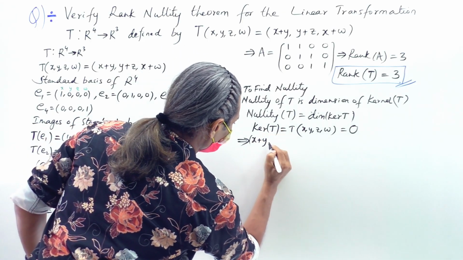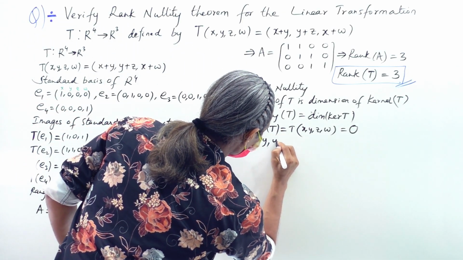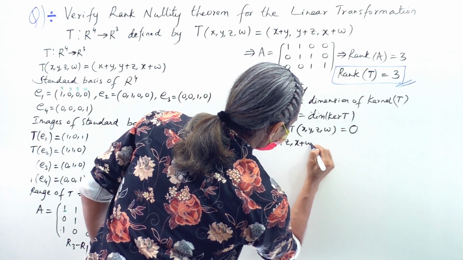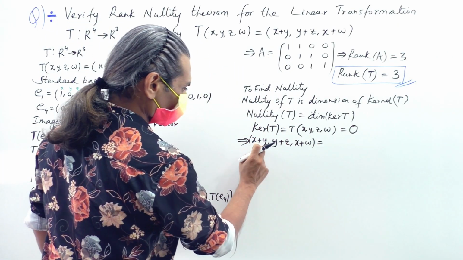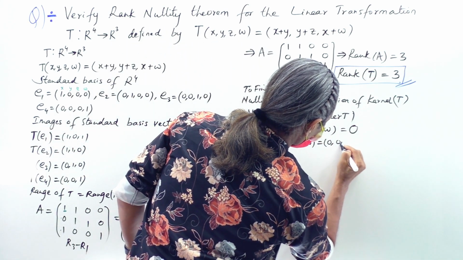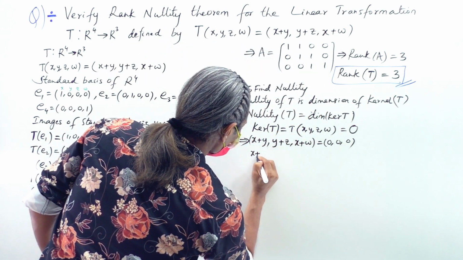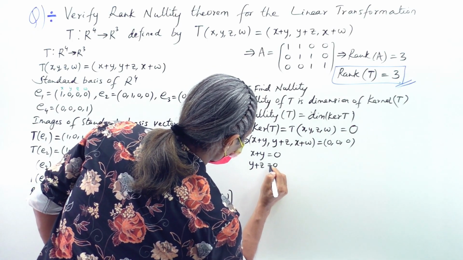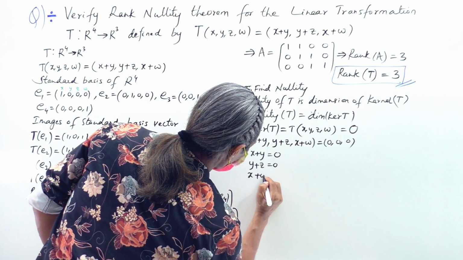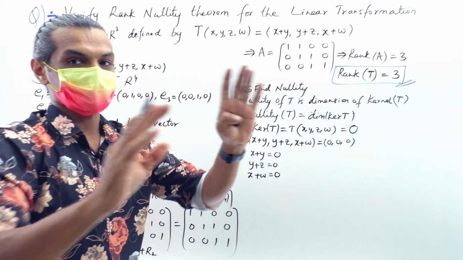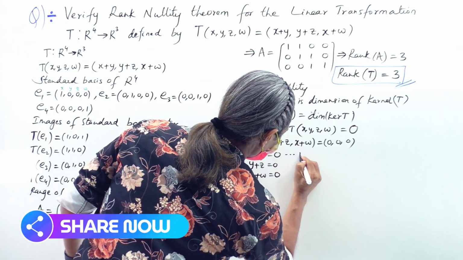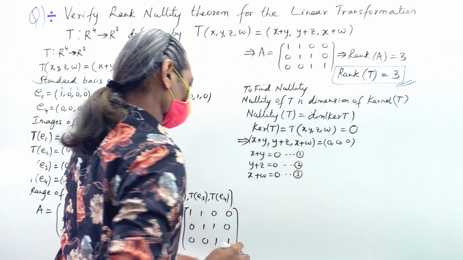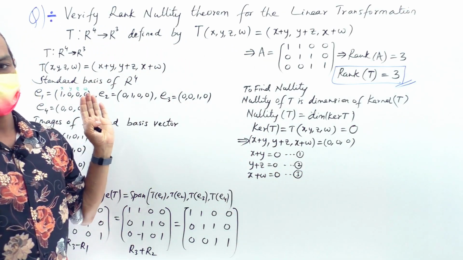y plus z, x plus w is equal to 0. That means 1, 2, 3 is obviously 0, 0, 0. That implies x plus y equals 0, y plus z equals 0, and x plus w equals 0. I take this as 1, this as 2, and this as 3 for simplicity. So let's solve this.